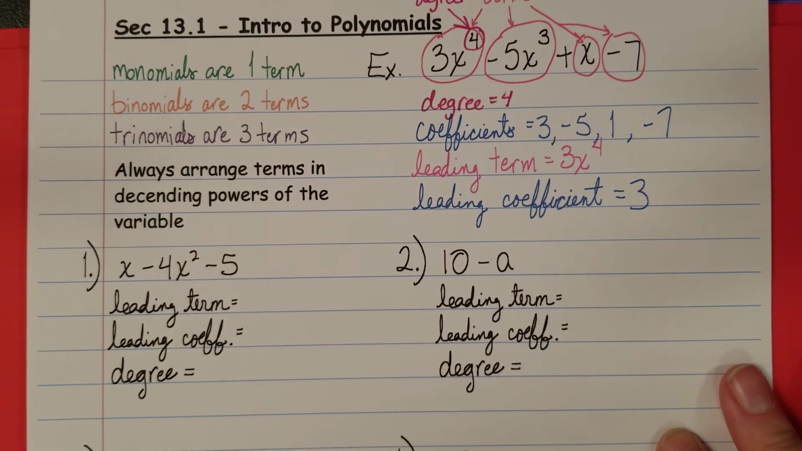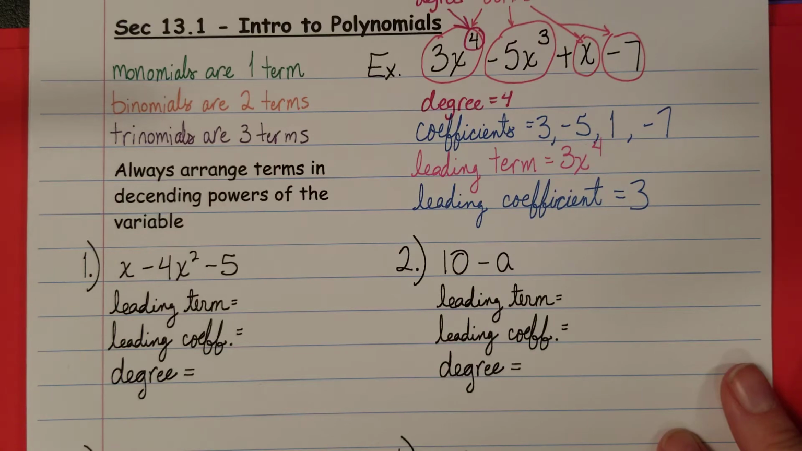Some special types of polynomials. If it only has 1 term, that's a monomial. 2 terms is a binomial, and 3 terms is a trinomial. If it has more than that, then we don't have a specific classification for that. Okay, but they're all polynomials.